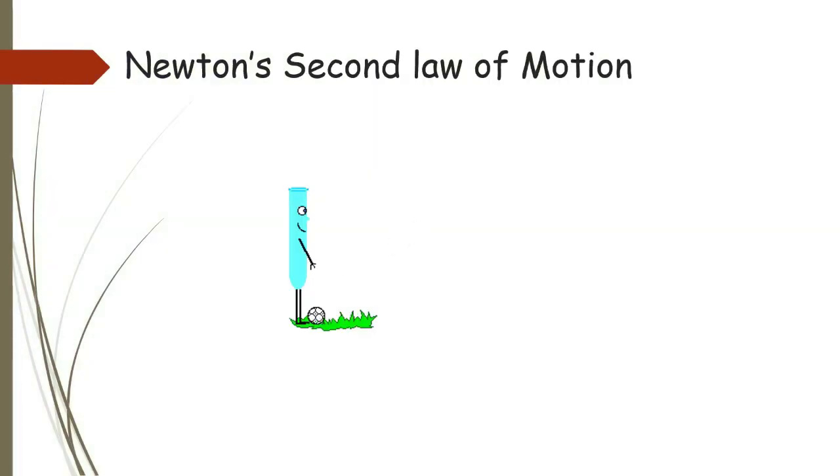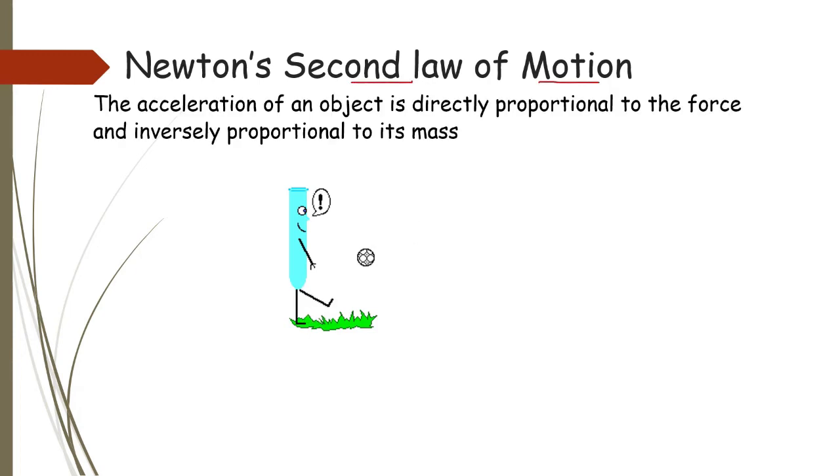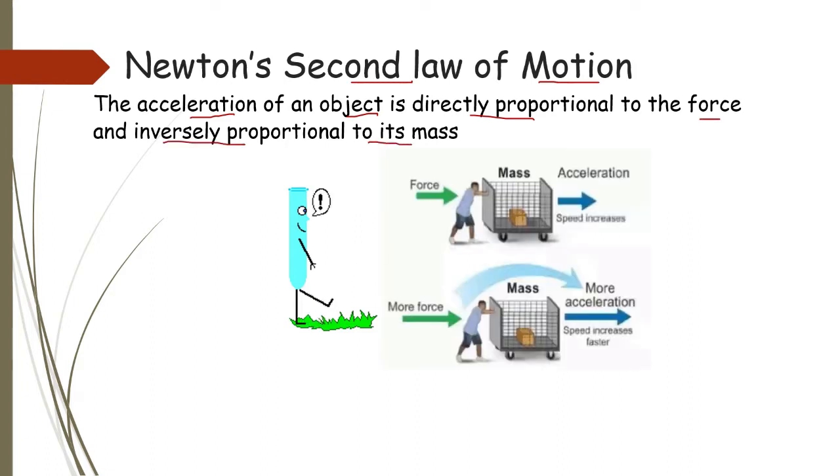So now that we know that a force gives an acceleration to a body, how do we go about measuring this acceleration? Right? Newton's second law of motion helps us with this. It says the acceleration of an object is directly proportional to the force and inversely proportional to its mass. So what does this mean? It means that if we apply a force, an object gets a certain acceleration, right? And if you apply more force, the acceleration is greater. The speed increases faster. This is very obvious.